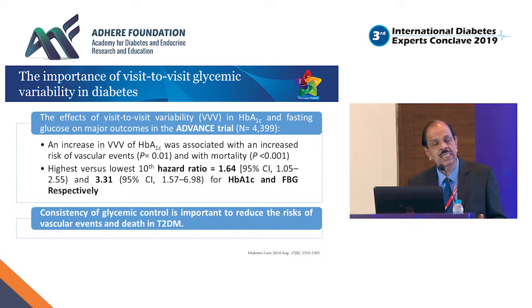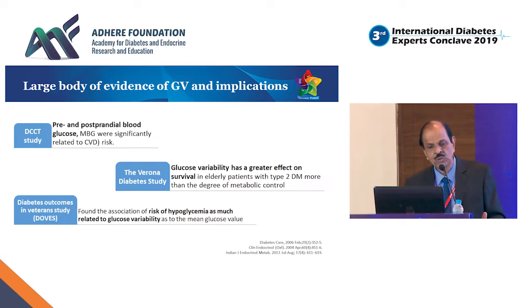This is the ADVANCE trial, which looked at visit-to-visit variability of A1C. It realized that the more the variability, the hazard ratio was 1.64, a 64% higher incidence of ischemic events in patients who had visit-to-visit variability in A1C in the ADVANCE study. Therefore, the large body of evidence on glycemic variability implications says that the pre- and postprandial blood glucose and the mean blood glucose were significantly related to cardiovascular disease. This is per the DCCT study.